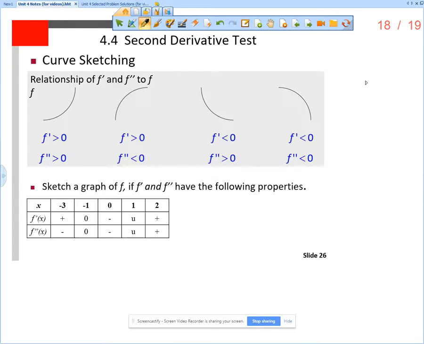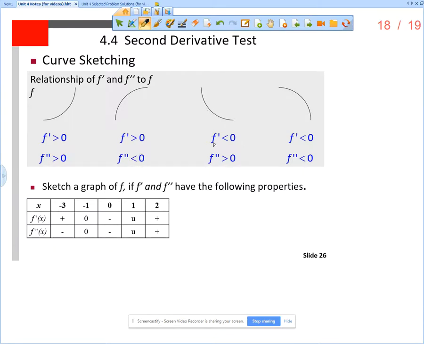All right, so now that we've talked about the second derivative a little bit, we want to figure out exactly what the second derivative tells us. If I have a graph of f that looks like this, what does that mean? That means f prime is greater than 0, because the graph is increasing, and f double prime is greater than 0, which means it is concave up. This graph is increasing but concave down, so f prime is greater than 0 and f double prime is less than 0.